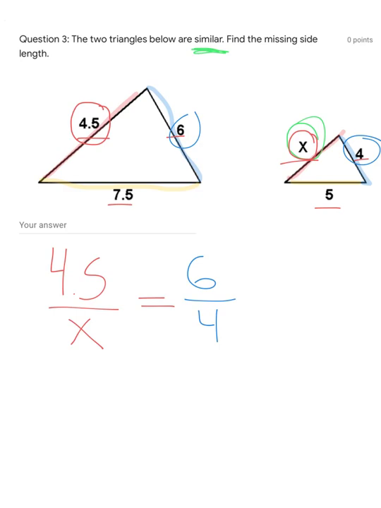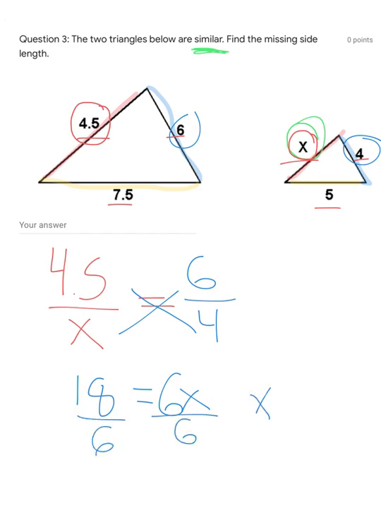We cross multiply to solve, so we do 4.5 times 4, and in this case we end up with 18. And then x times 6 is 6x. Divide each side by 6, we end up with x equals 3. So our final answer would be 3.